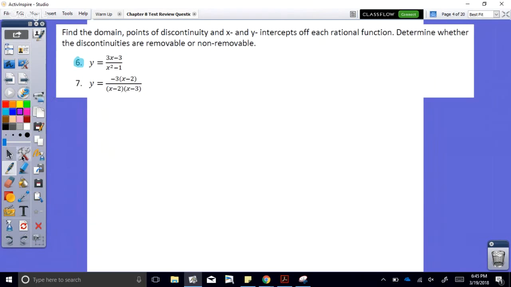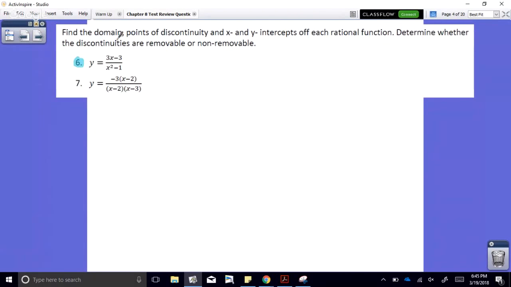Okay, 6 and 7 are probably the 2 longer questions. We ask for a lot of things. So let's first ask for domain, points of discontinuity. We need x-intercept, y-intercept of each rational function. We're then going to determine if each discontinuity is removable or non-removable. So I'm going to start with number 6.